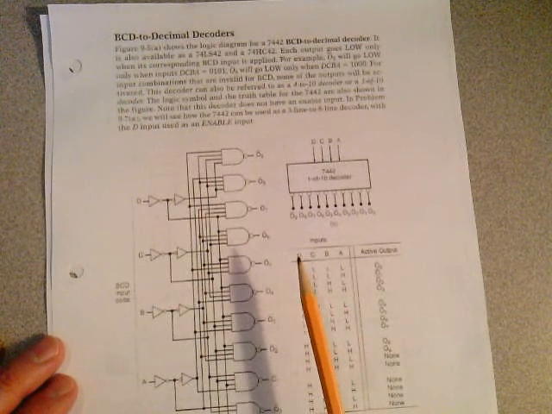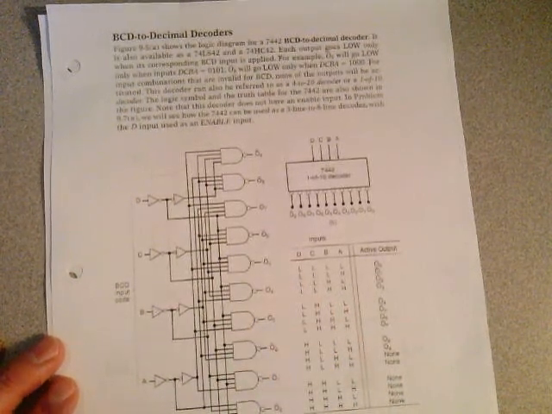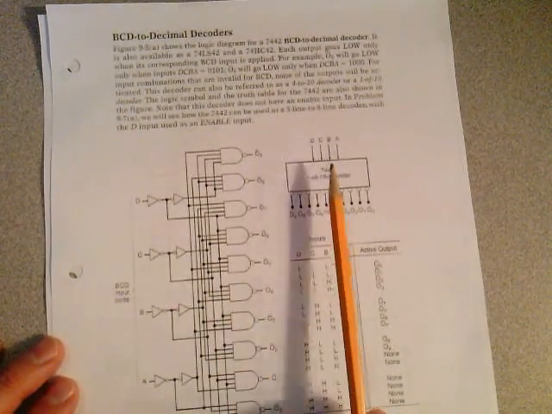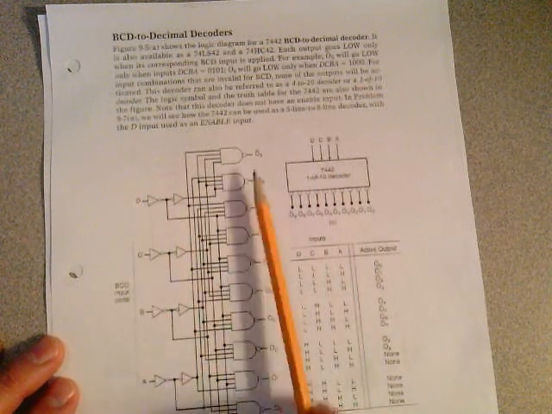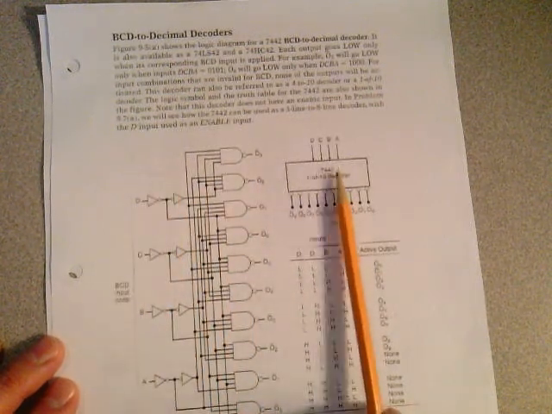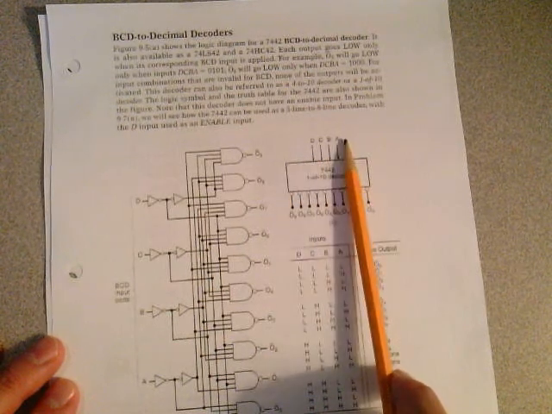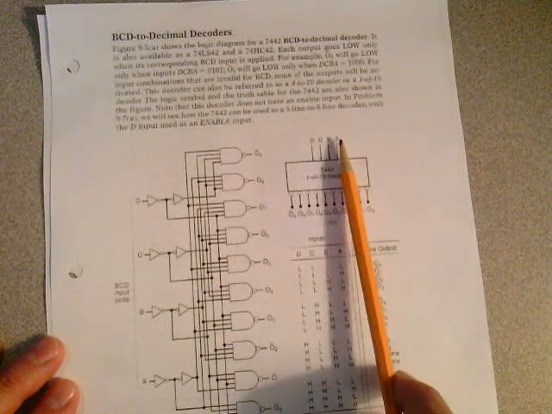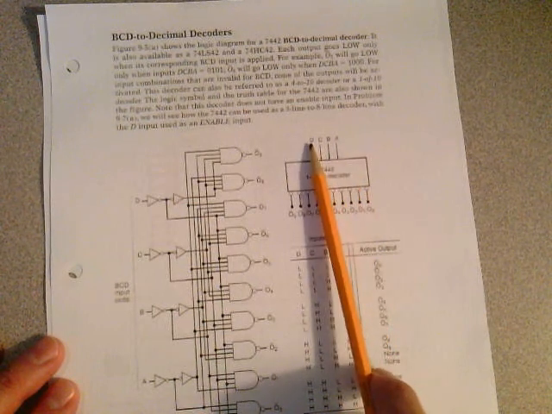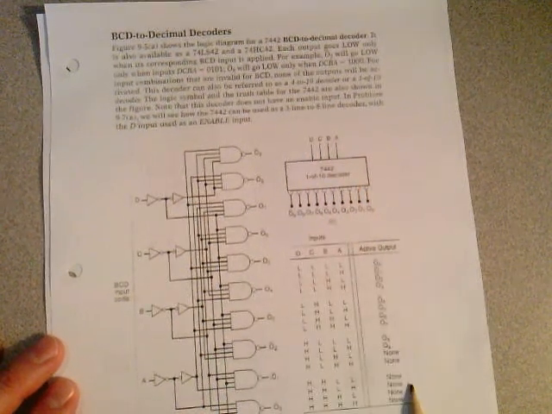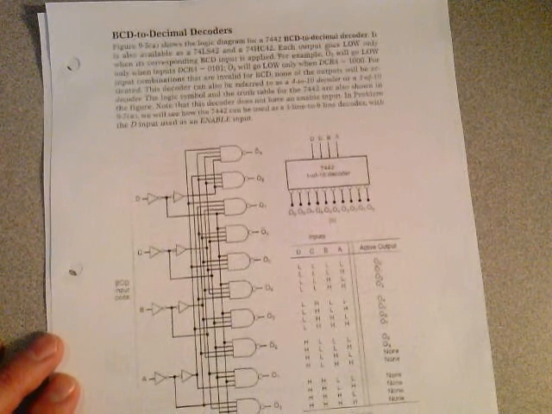Very easy to understand how this circuit works. The only thing you have to know is from the block diagram. You don't have to be familiar with the detail. You just make sure you look at this block diagram and go through the combinations here, with A being the least significant bit, D being the most significant bit, and see if you can see which output's going to go active here.